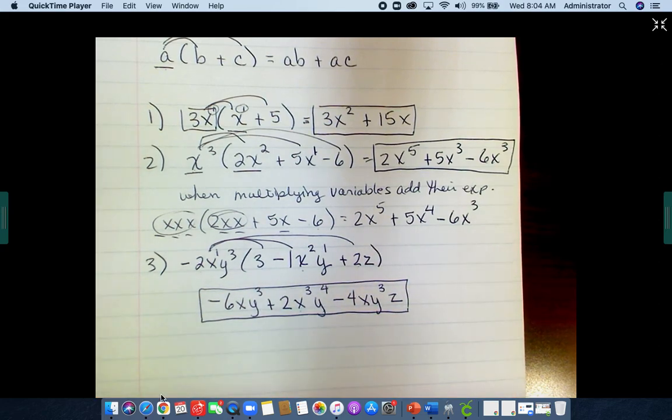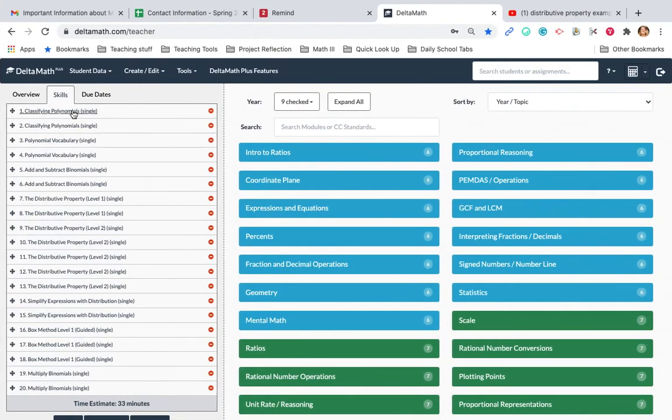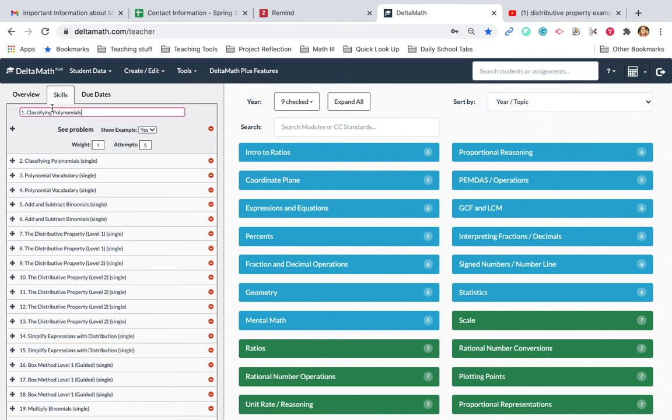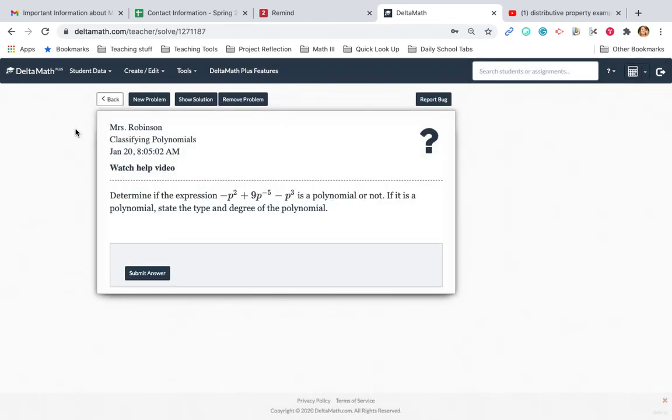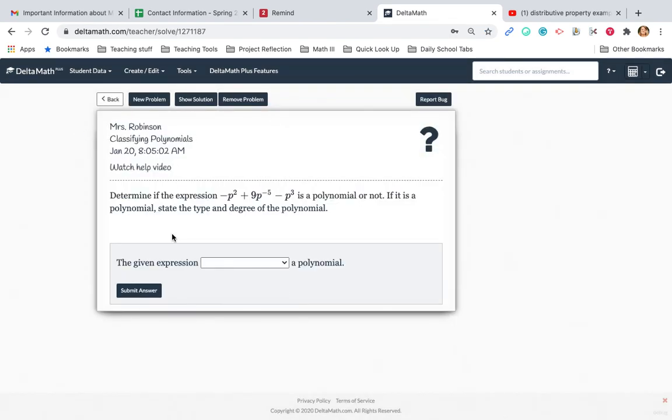I'm going to go ahead now and switch to Delta Math and just discuss a few. I do have, on the top of this assignment, 2 problems that are similar to yesterday's assignment on classifying polynomials. Just recall that an expression is a polynomial if all exponents are positive whole numbers. They have to be positive whole numbers or it does not represent a polynomial.